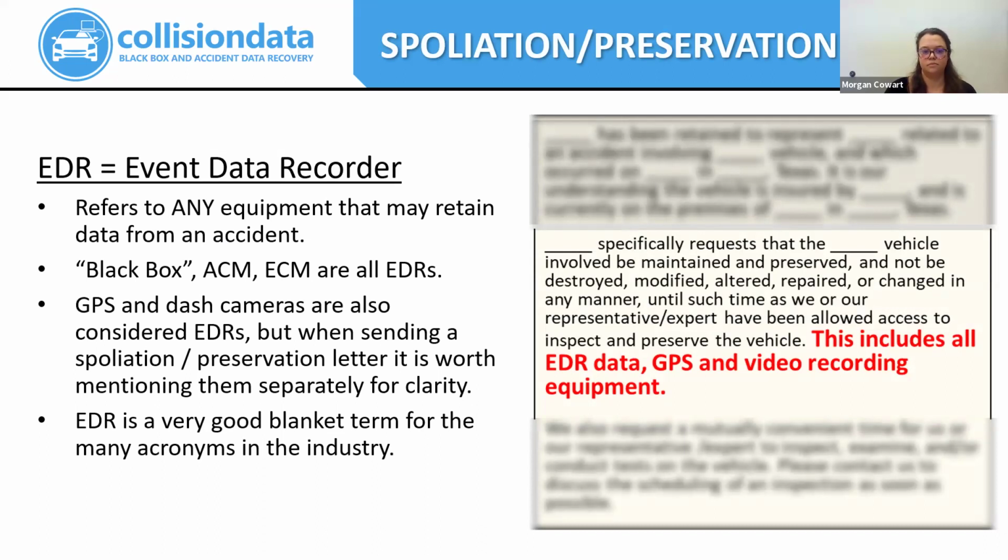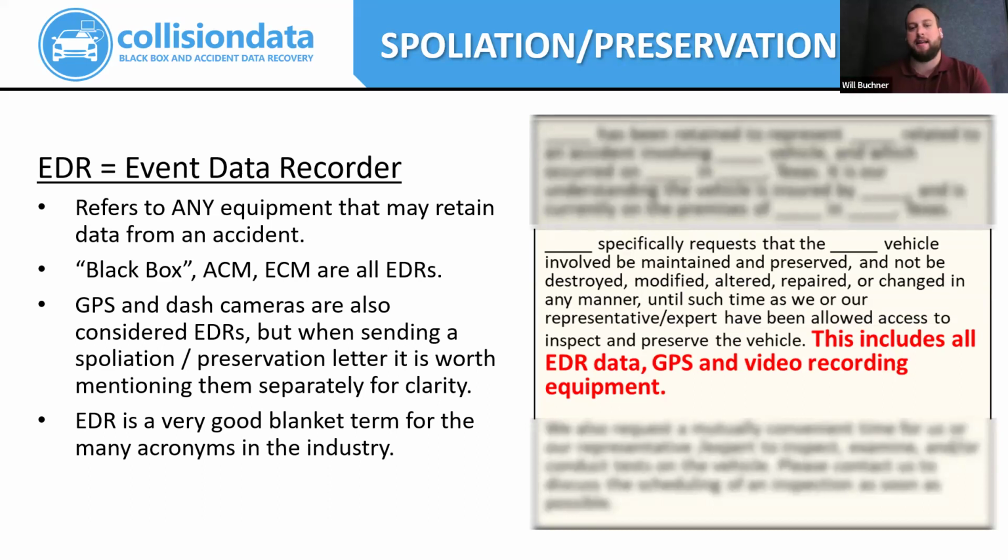So one of the important things to take away from this presentation is we're going to make you aware of what's in a vehicle, what's going on. But one of the biggest deals is there's all these acronyms, ECM, ACM, PCM. All of those are considered EDRs, which is an event data recorder. If you're ever sending a spoliation letter, preservation letter, or anything of that nature, because you're about to look into a case or may look into it later, you can say EDR. You don't have to know that it's a specific ACM or any of the acronyms.